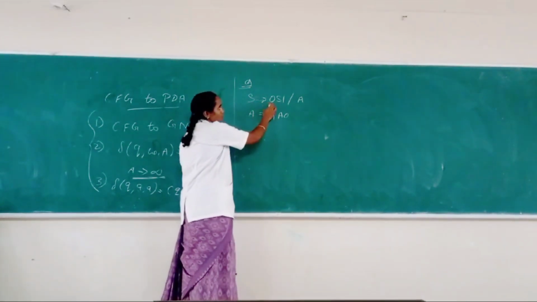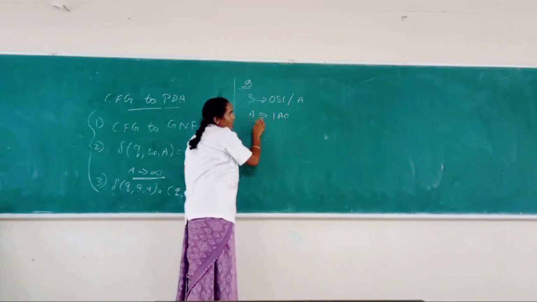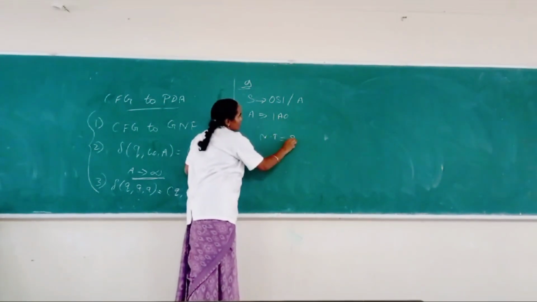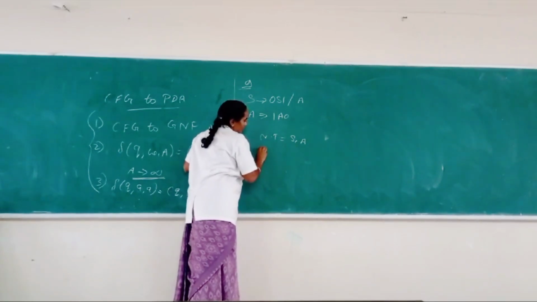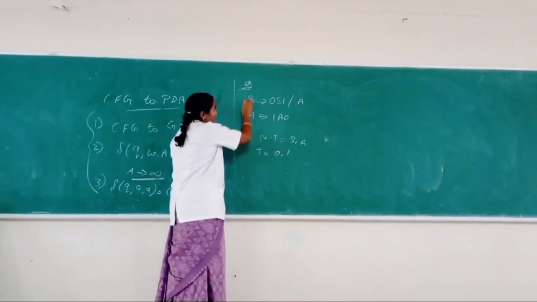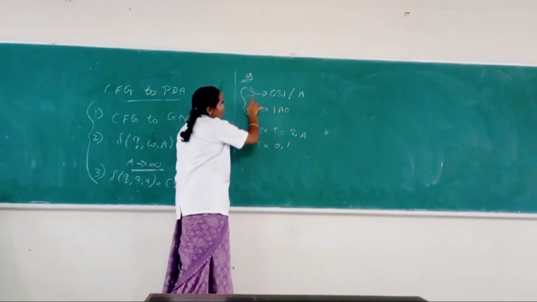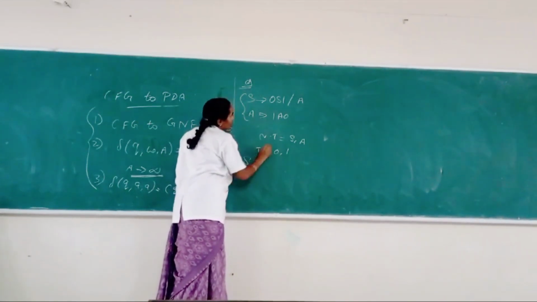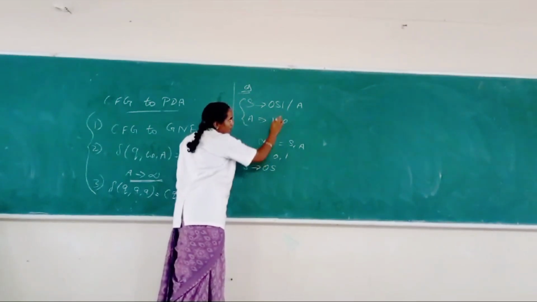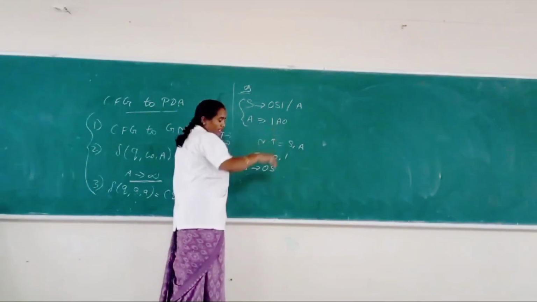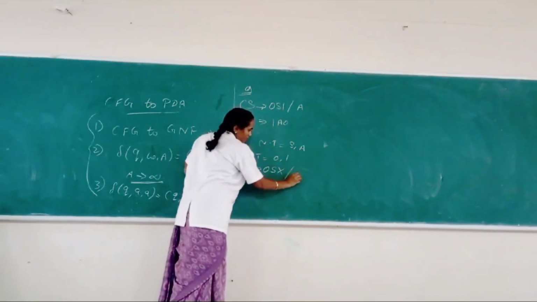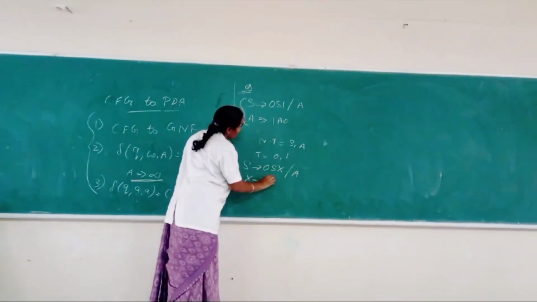So S tends to 0S1 slash A, A tends to 1A0. Here non-terminals are S, A. Terminals are 0 comma 1. First we have to convert these into GNF. So S tends to 0, this is terminal, S is non-terminal. I am going to convert this 1 into non-terminal. So I am replacing 1 by X, and X tends to 1.